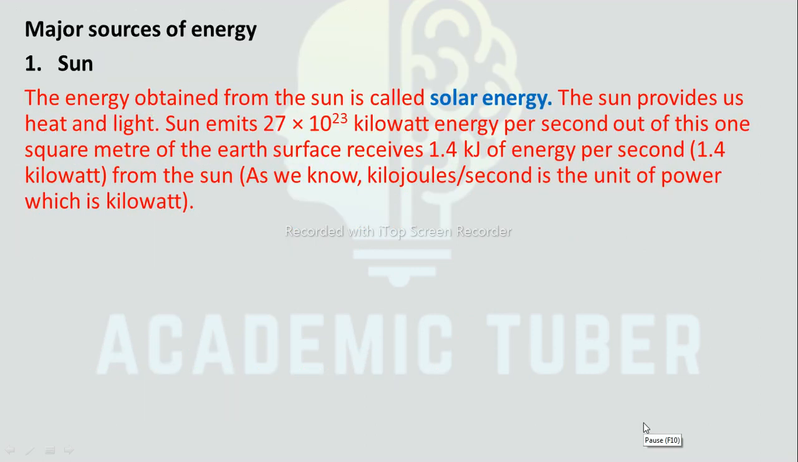Now we are going to discuss some of the major sources of energy, and here in number one comes sun. The energy obtained from sun is called solar energy. The sun provides us heat and light. Sun emits 27 into 10 to the power 23 kilowatt energy per second. Out of this, 1 square meter of the Earth's surface receives 1.4 kilojoule of energy per second from the sun.